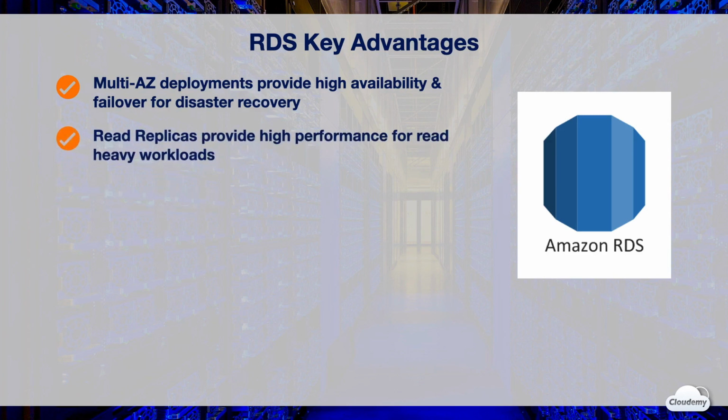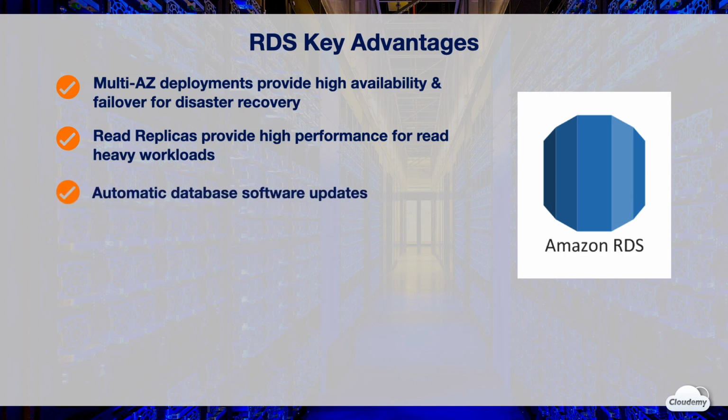RDS offers read replicas that provide high-performance read capability for read-heavy workloads. Updates made to the source DB instance are asynchronously copied to the read replicas. You can reduce the load on your source DB instance by routing read operations to the read replica. With read replicas, you can scale beyond the constraints of a single instance for read-heavy workloads.